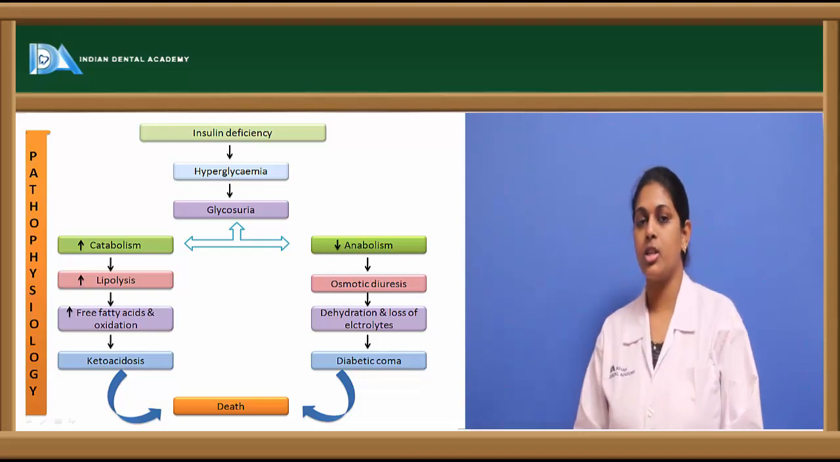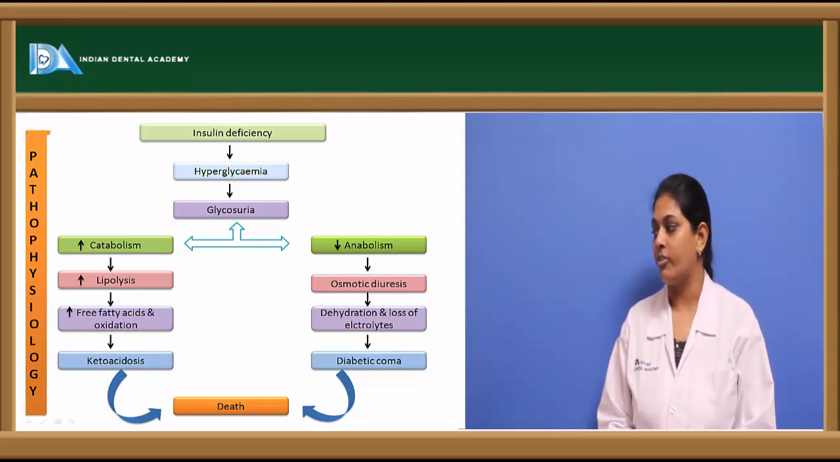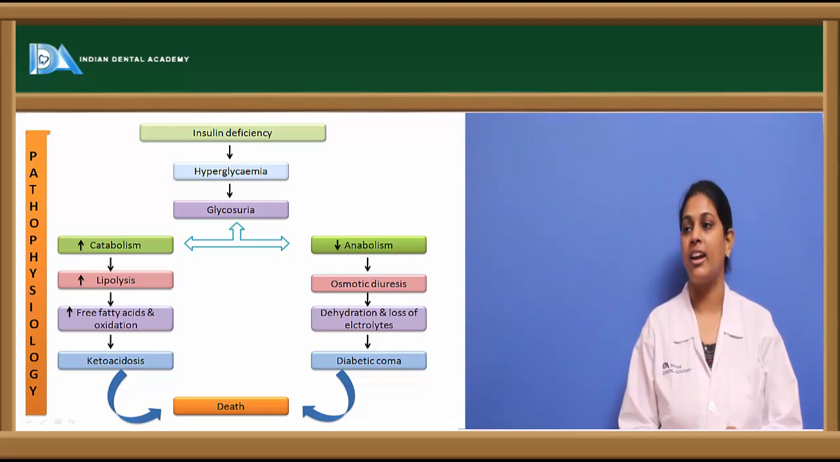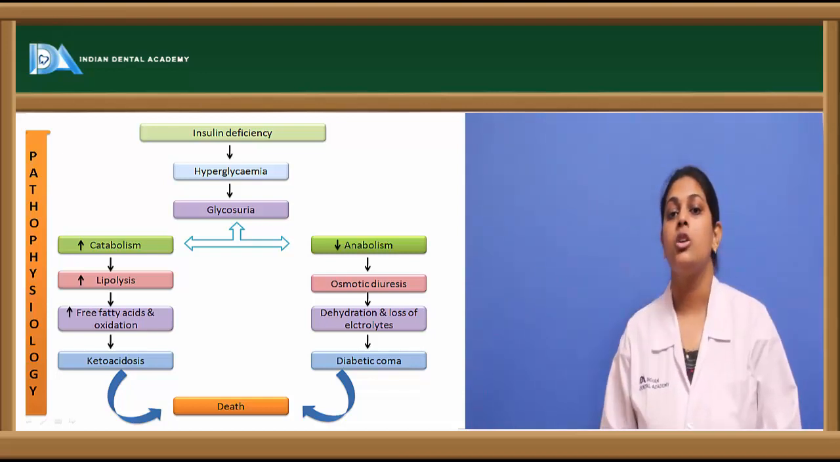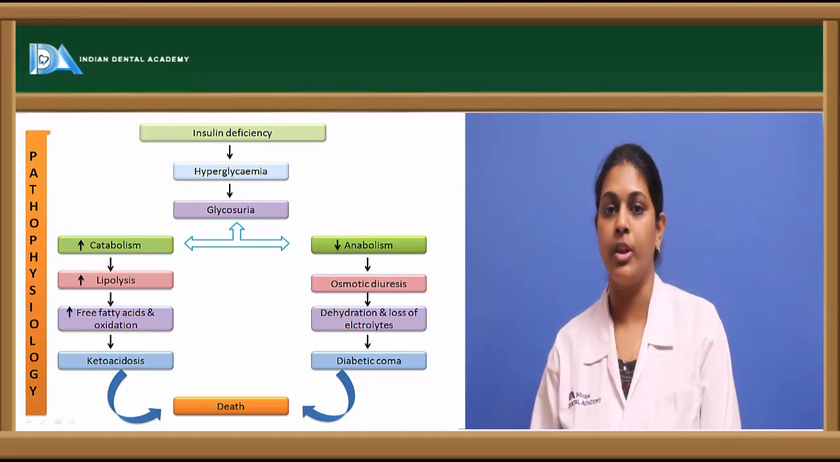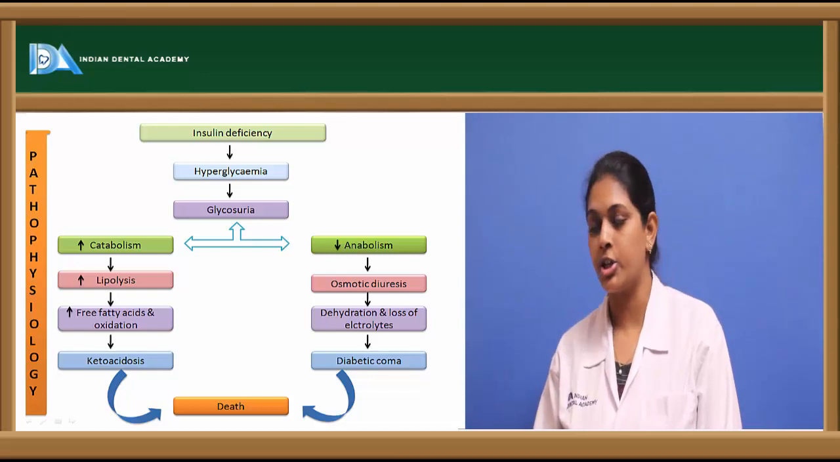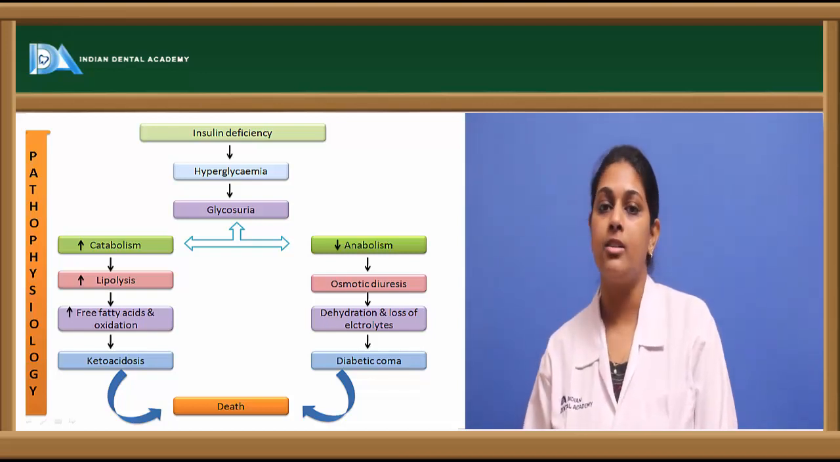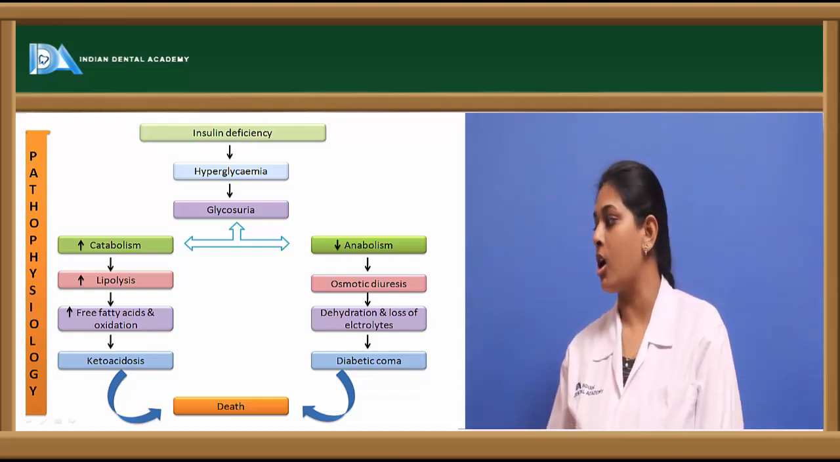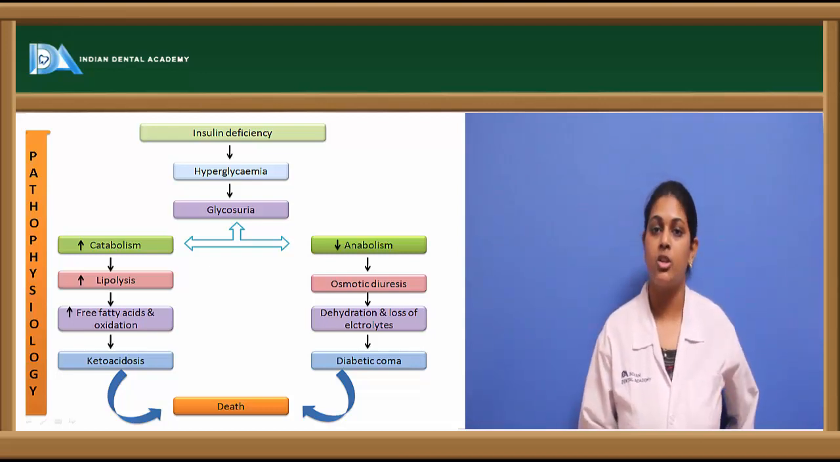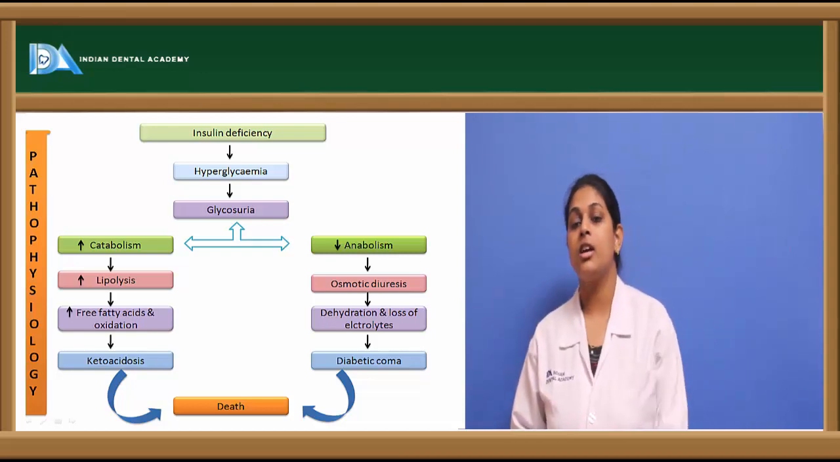And this ketoacidosis finally results in death of the patients. Whereas in anabolic reactions, we see that there's osmotic diuresis, that is, the osmolarity of the body fluids is altered, and this alteration results in dehydration. That is, there's loss of body fluids, and along with the body fluids, the electrolytes present in them are also being lost.